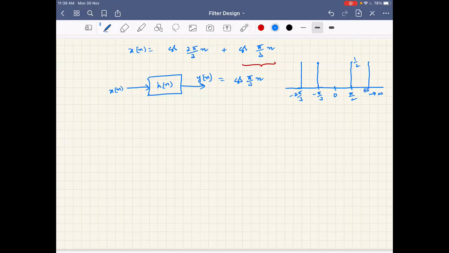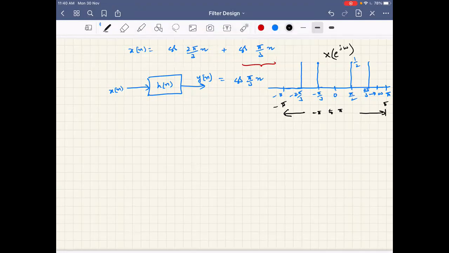And this is 3 pi by 3 in some sense. Assume that this is 3 pi by 3 and hence this is pi, and this is minus pi. So this is the range of the spectrum, minus pi to pi, one cycle of the discrete time Fourier transform of the signal x of n, that is X of e power j omega.